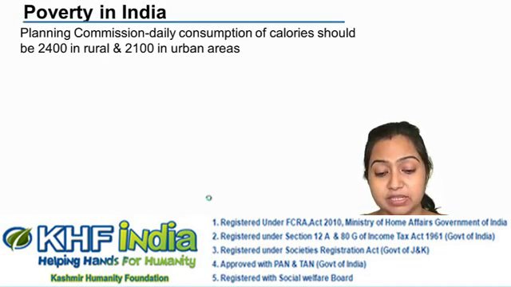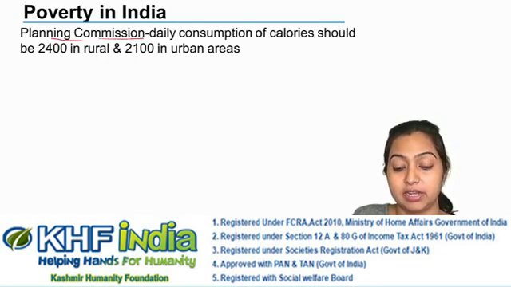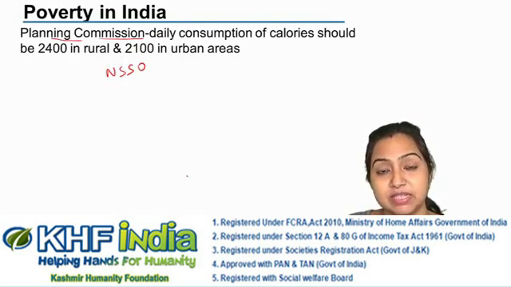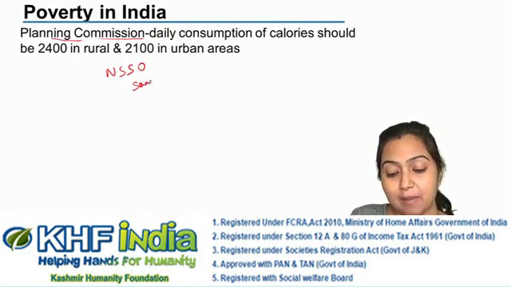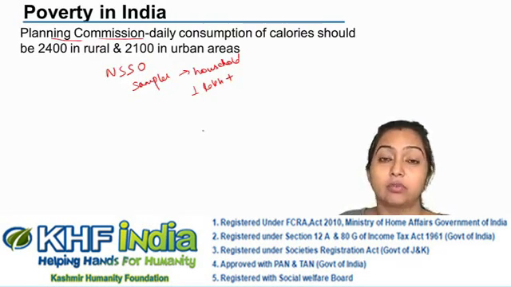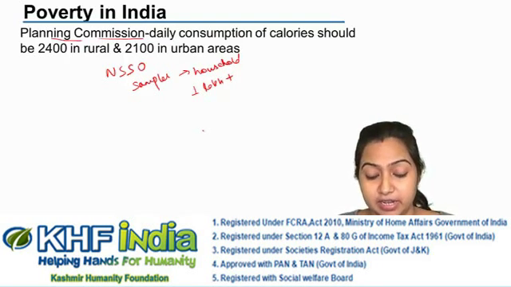Now the next that we take up is poverty in India. Now poverty in India is measured by the Planning Commission. The Planning Commission measures poverty in India by the data provided by NSSO. NSSO is National Sample Survey Organization. It collects a sample from households, around 1 lakh plus households they survey, and from there whatever information they get, that is used by the Planning Commission to derive at the level of poverty in India.